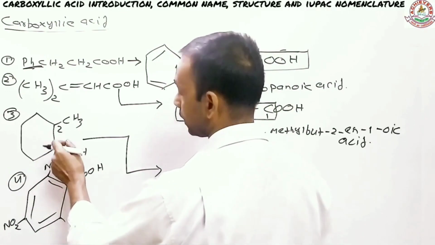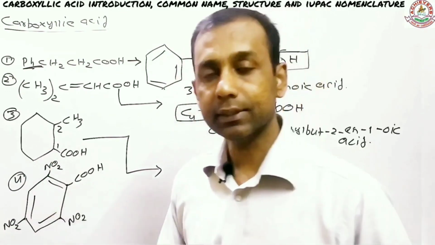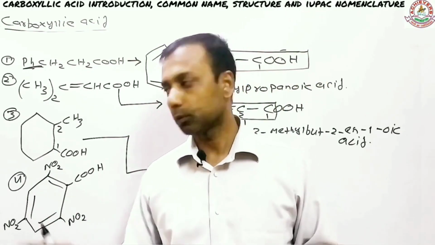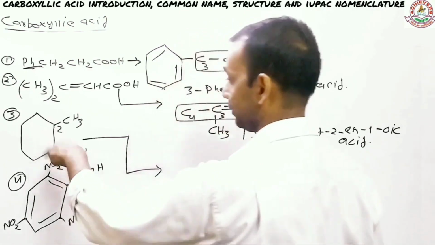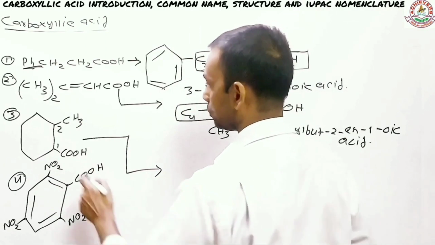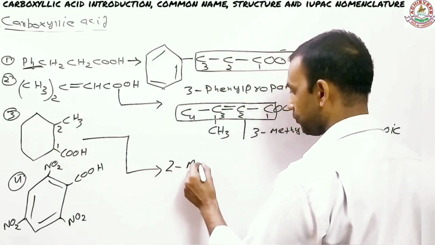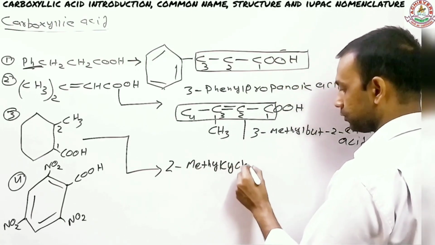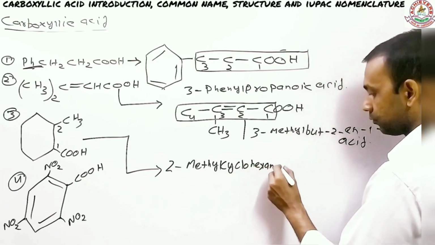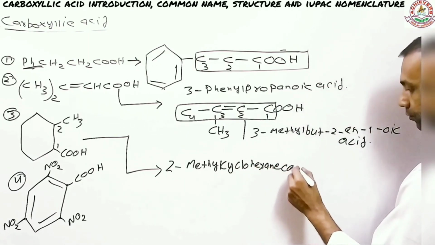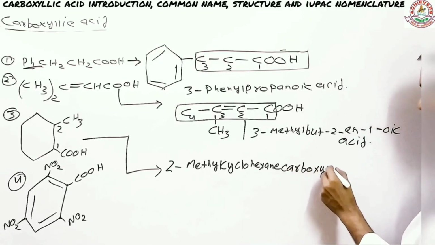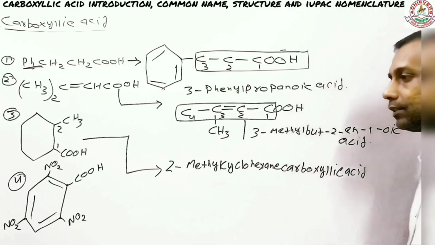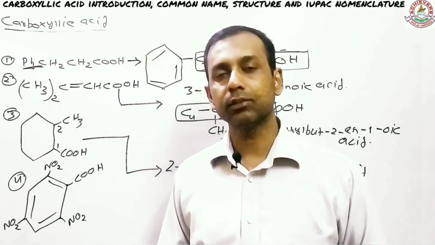Why am I starting from the carboxylic? Because if you remember the priority series of functional groups, this is the king of all the functional groups. So what that means is everything starts from this functional group. So you have to number all others starting from the carboxylic. So this is going to be 2-methylcyclohexane carboxylic acid. If the carboxylic acid is outside of a ring, this will be absolutely taken as carboxylic acid.